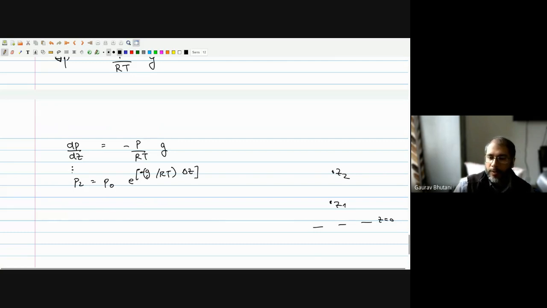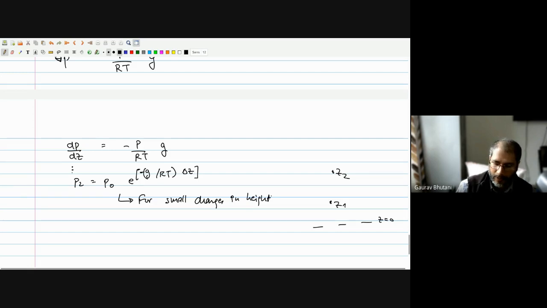Okay. But that will only be true for small ranges of height. The reason being that temperature is not constant in the atmosphere. Right now, we have assumed that temperature has no relation with pressure here, but that is not the case. So it's all about approximations. Under what approximation are these things valid? This is true for small changes in height. If we're talking about, let's say, 100 meters or so, then it's okay to assume that temperature is constant.